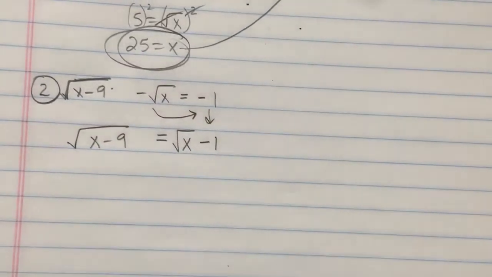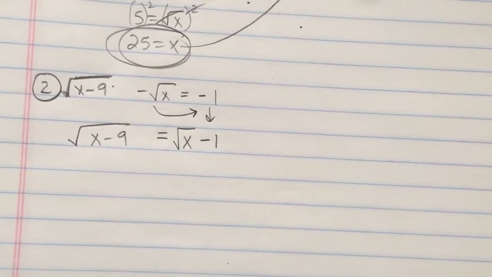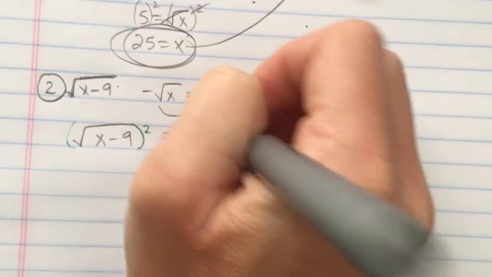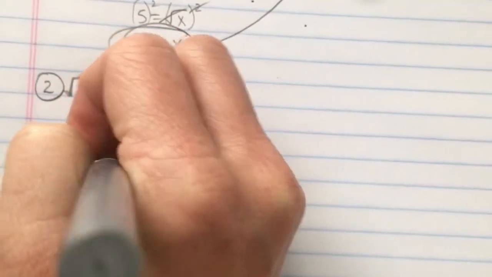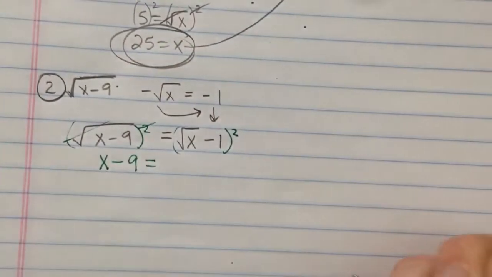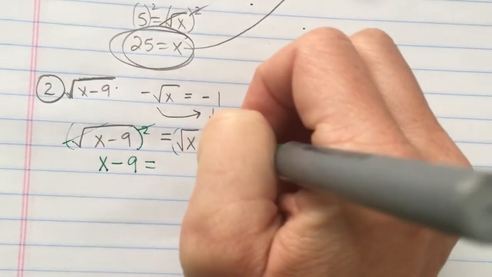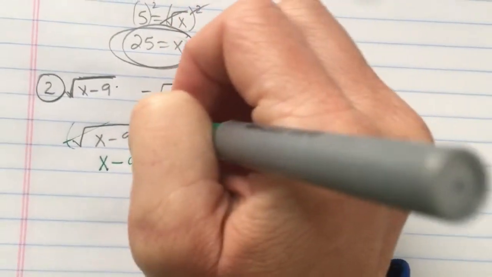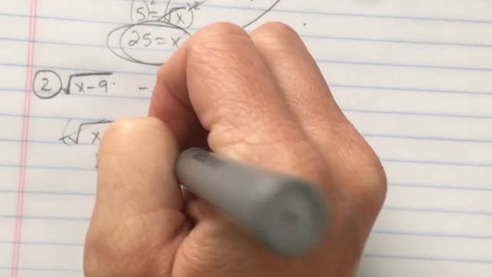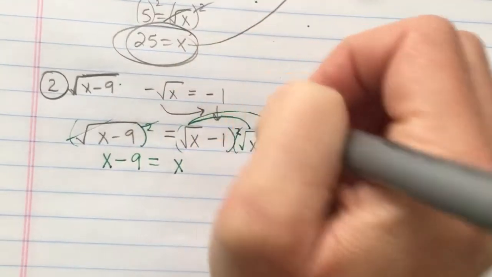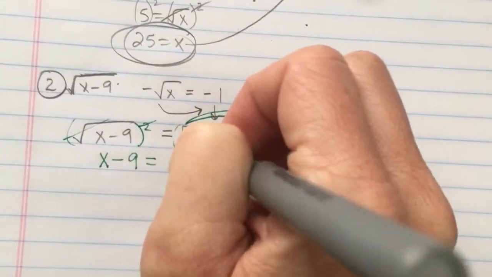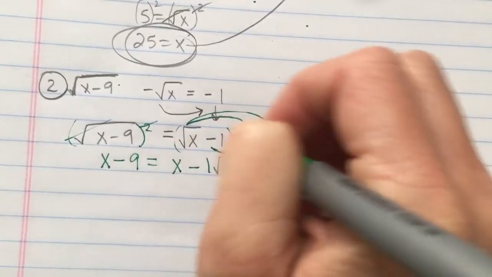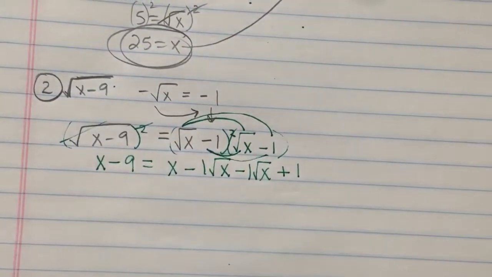Alright, so now I'm left with this. So now I'm going to square both sides. The square root and the square cancel, so I'm left with x minus 9 equals. Here I need to write it twice, and I'm going to do the lobster claw. Square root of x times square root of x is just x. Square root of x times negative 1 is negative 1 square root x, negative 1 square root x, and then negative 1 times negative 1 is positive 1.